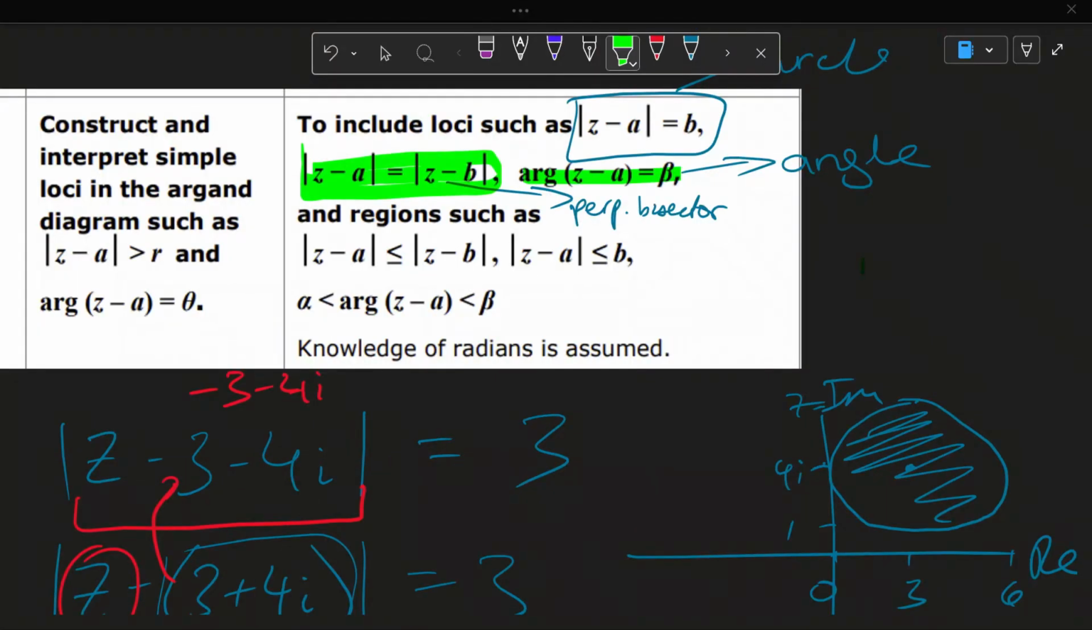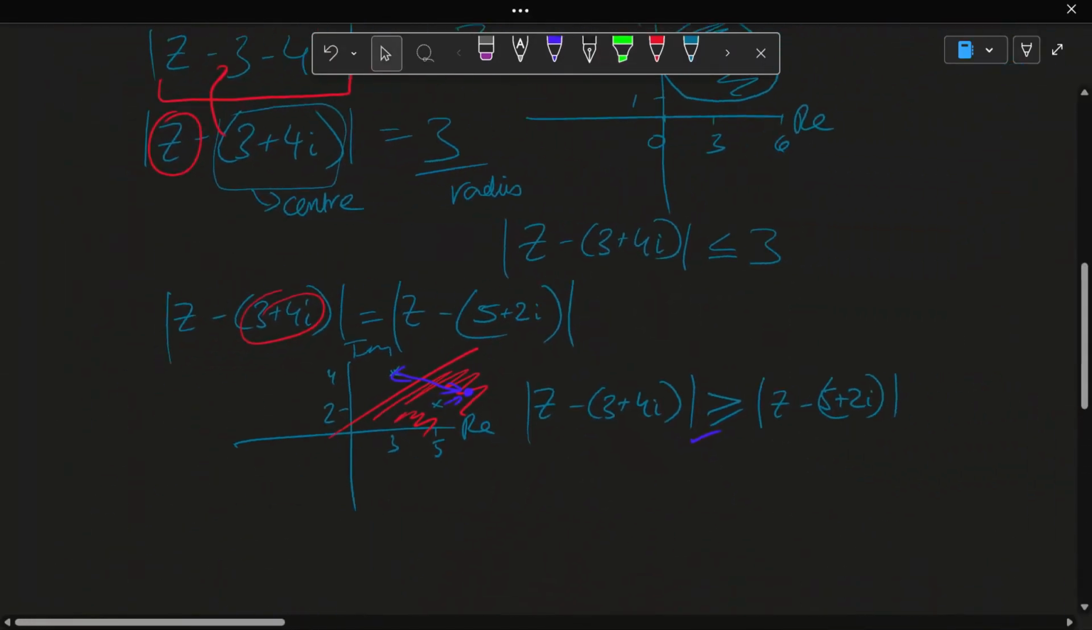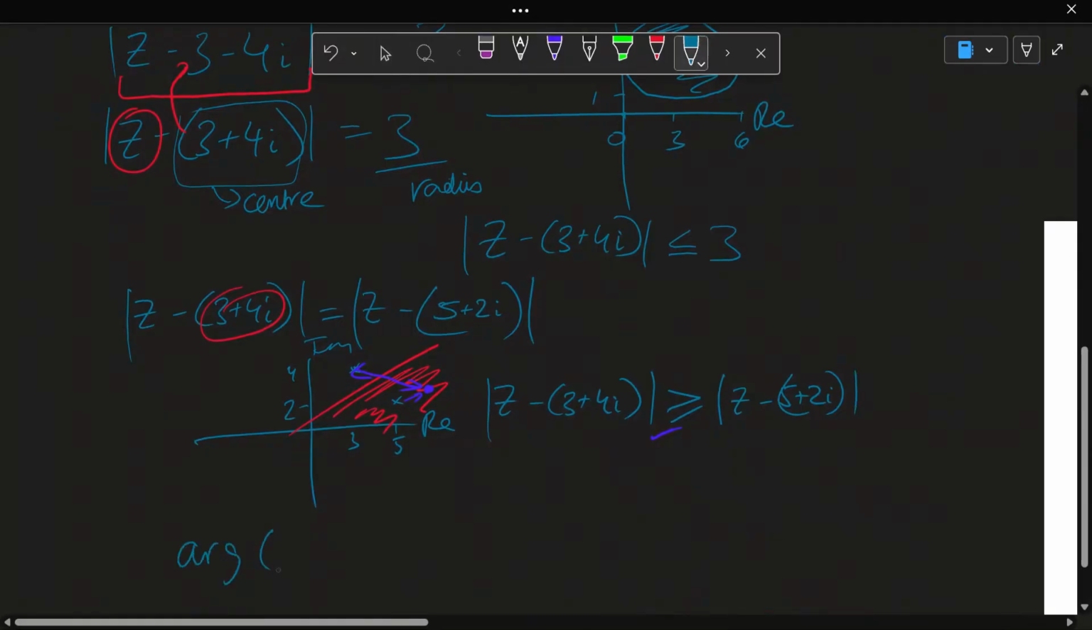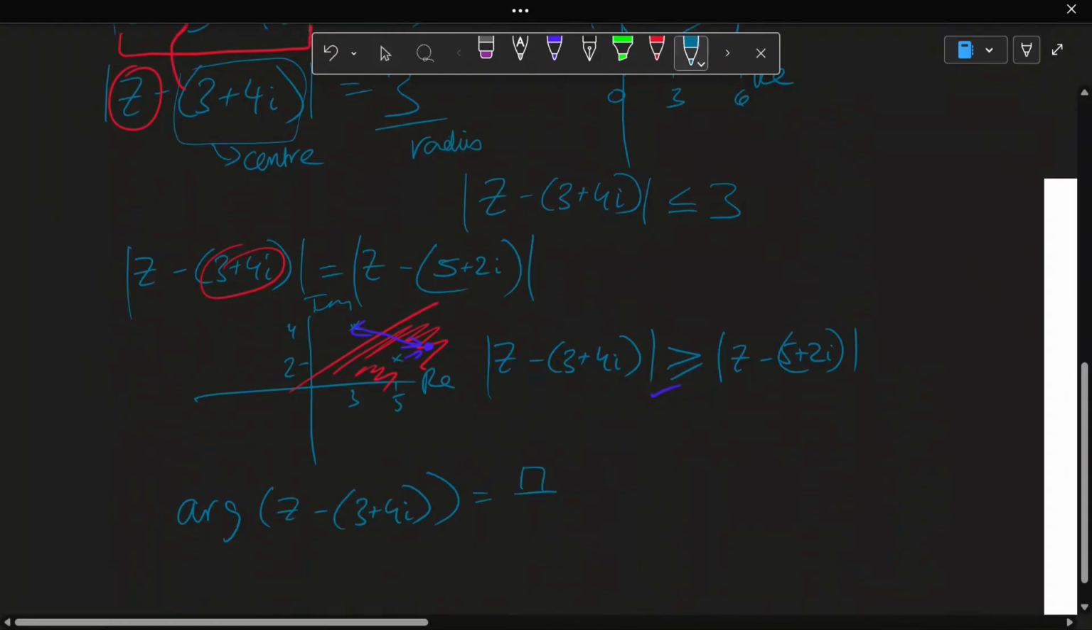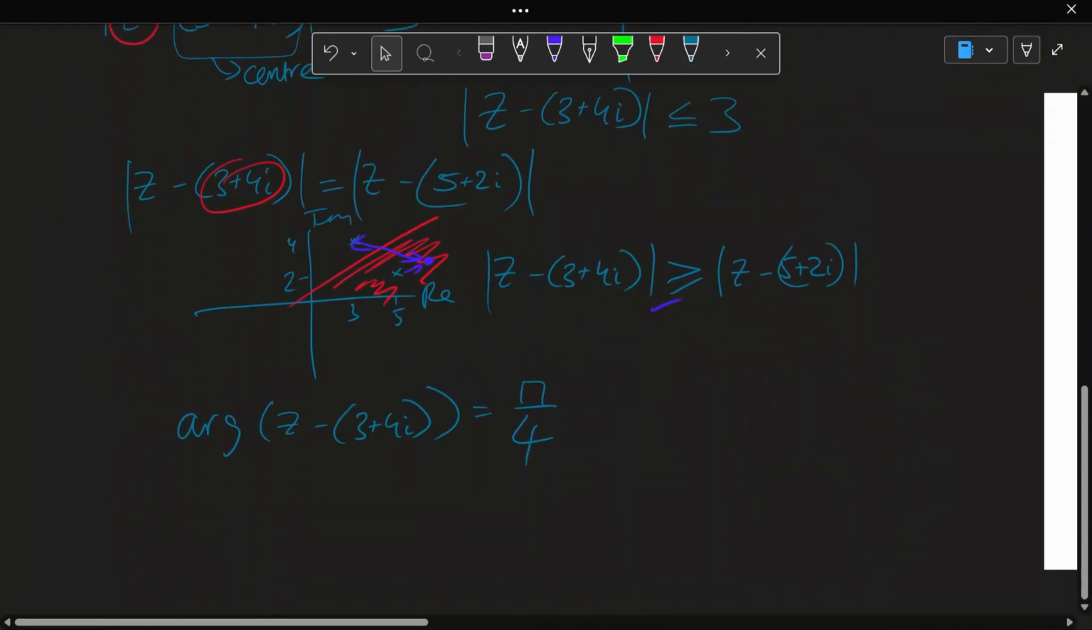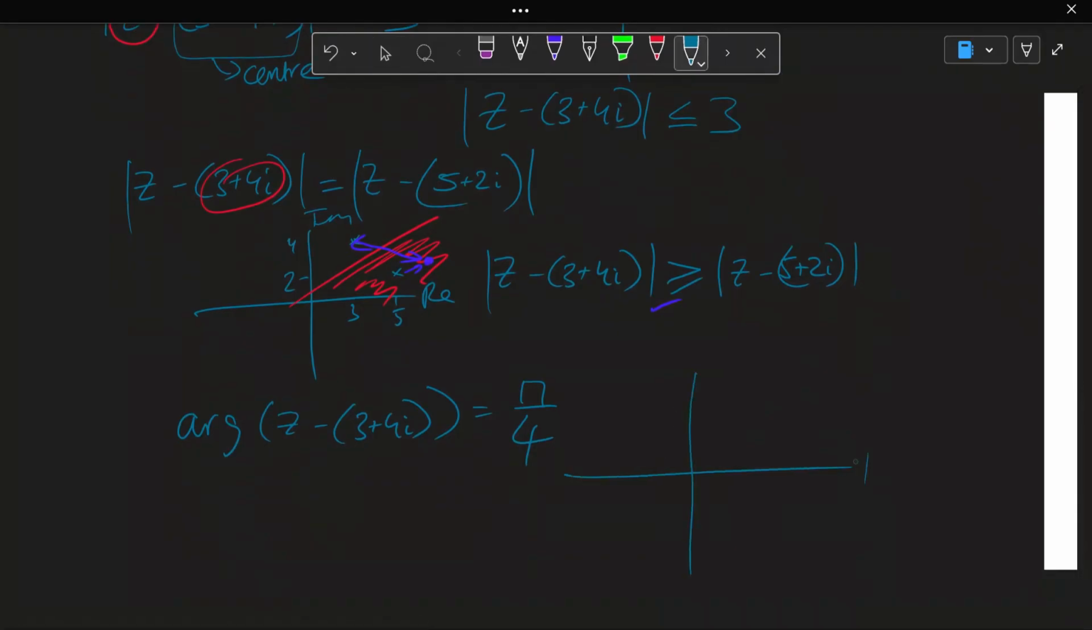So, okay, now we've got argument. We'll use our same value as before. The argument of z minus (3 plus 4i) is, let's call it, pi over 4. You might be familiar that this is equal to 45 degrees. So I'll start like so. Then 3 and 4. So you can start like this.